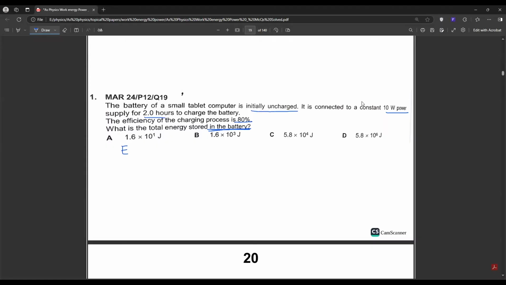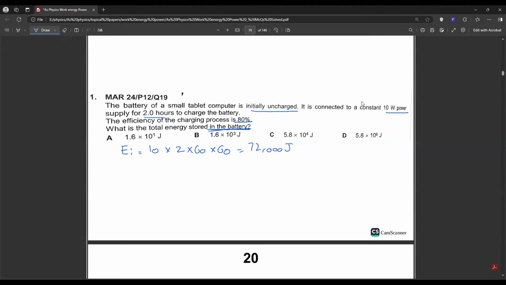First of all, can you calculate the energy input? Power, that is 10 volts multiplied by the time, that is 2 hours, 2 into 60 into 60. 10 into 2 into 60 into 60. This comes out to be what? 72,000 joules. Perfect. This is your energy input.